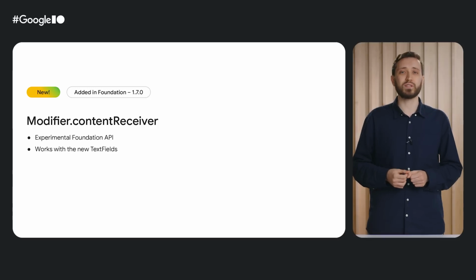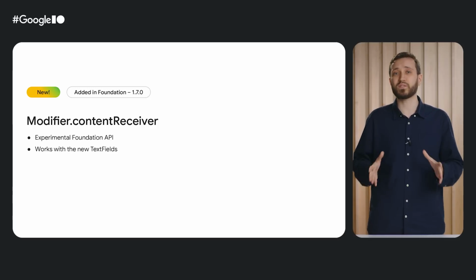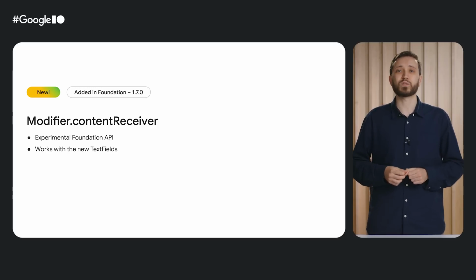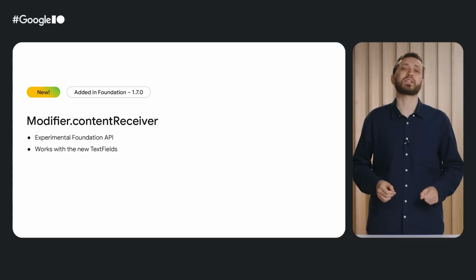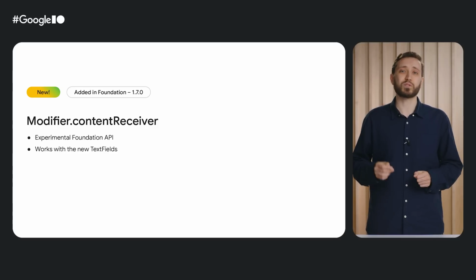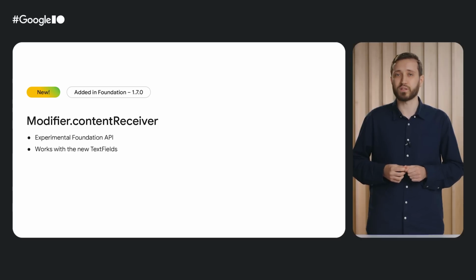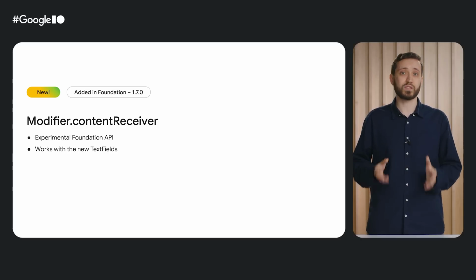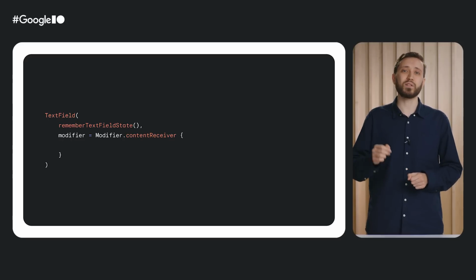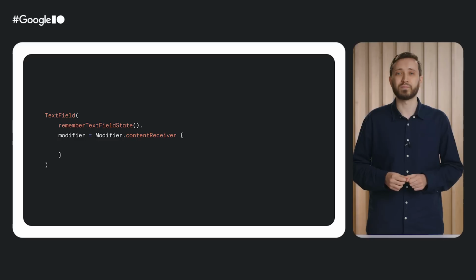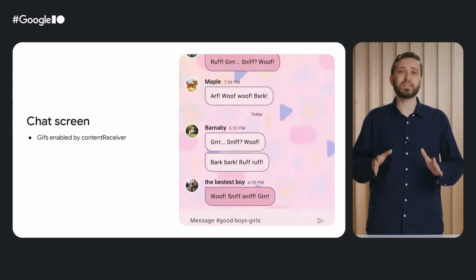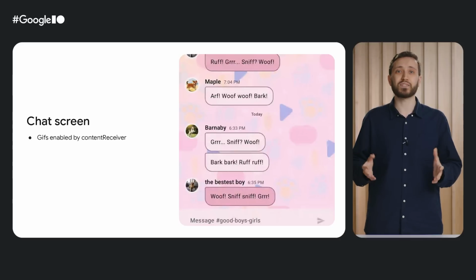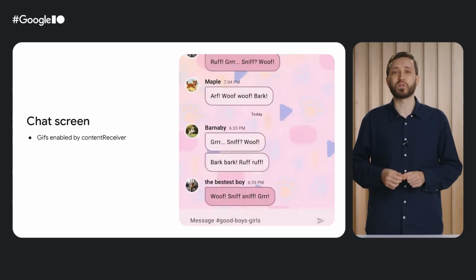Therefore, we introduced the content receiver modifier to unify all these different methods into a single API, so that you can do less but gain more on user experience. This API is currently marked as experimental, so it is subject to possible API changes in the future, but its implementation is considered stable and ready for use. You can start by simply adding content receiver to your modifier chain. Having this modifier is enough to let the keyboard know that this text field now supports GIFs, stickers, and any other rich content. But we have more to do.